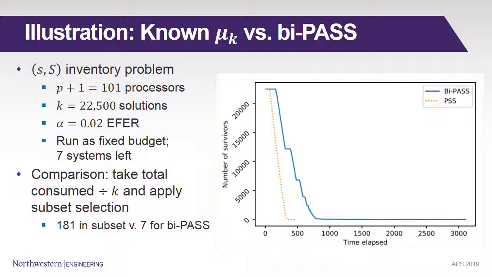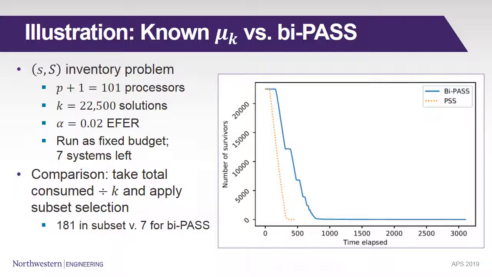Now we ran this as a fixed budget procedure, and when the budget was exhausted, BYPASS had 7 systems left that had not been eliminated, including the true best. The plot on the right, when you look at the blue or solid curve, shows the number of surviving systems as a function of time in seconds. And so you can see how it falls off very quickly with a few little plateaus, and at the end of this particular run there were 7 systems left.